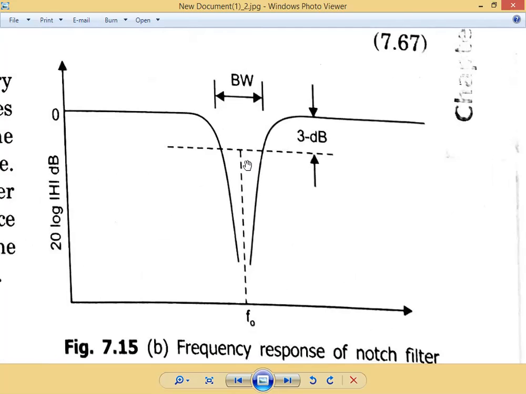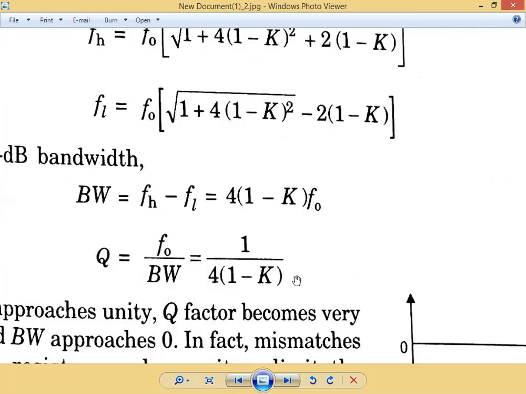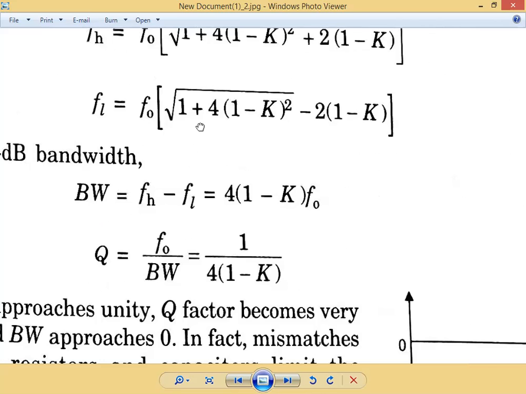As we know that the quality factor and the bandwidth depend upon K and f naught, here you can see the bandwidth is going to depend upon K and f naught. If we vary K, if we change this K value, then we can change the bandwidth.